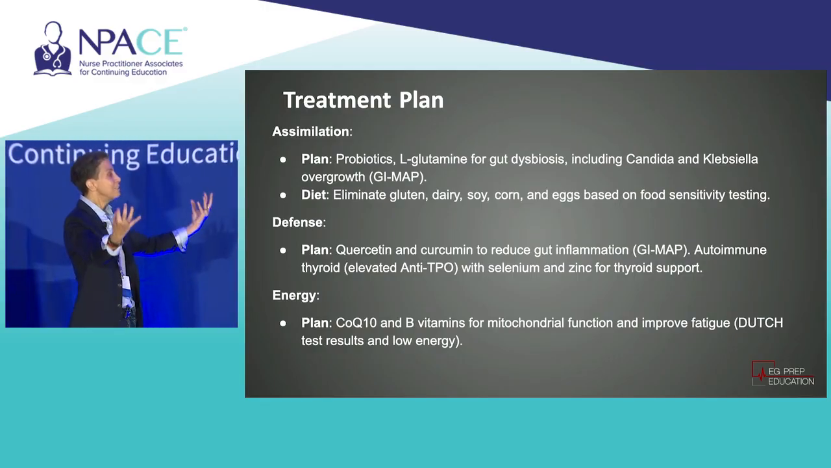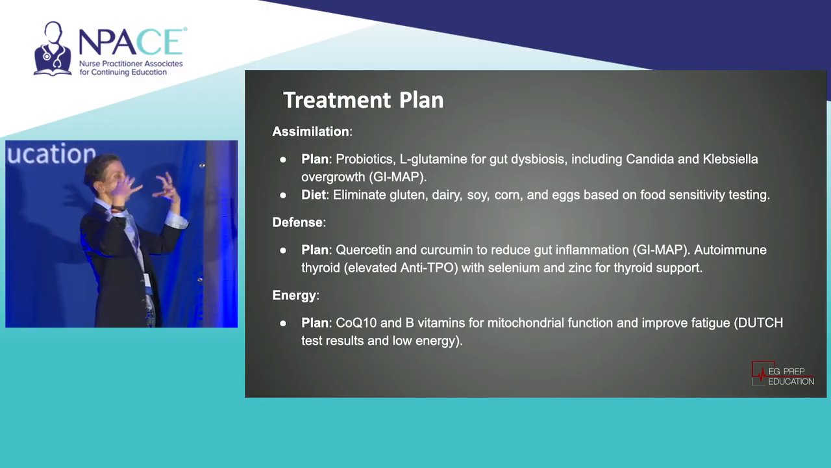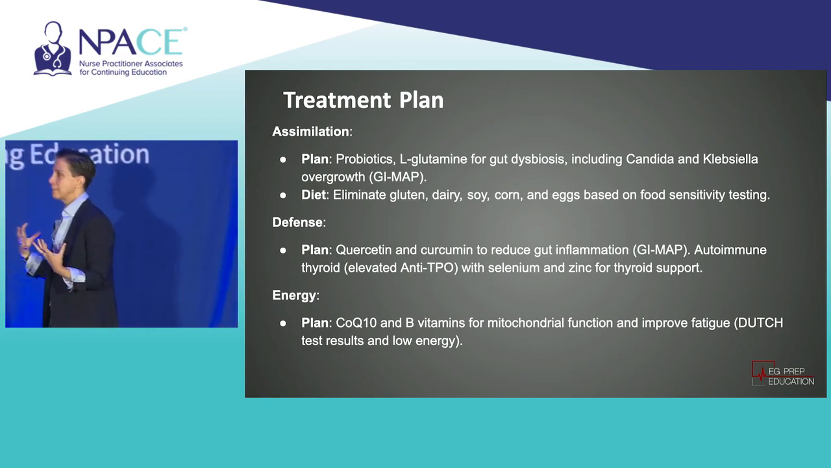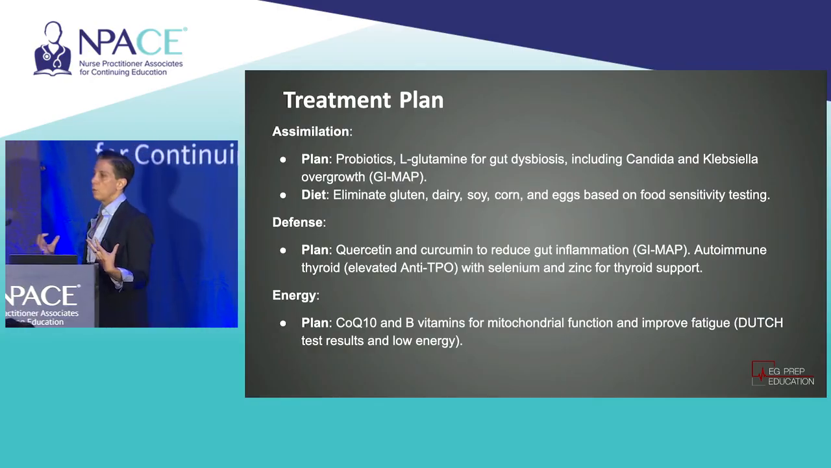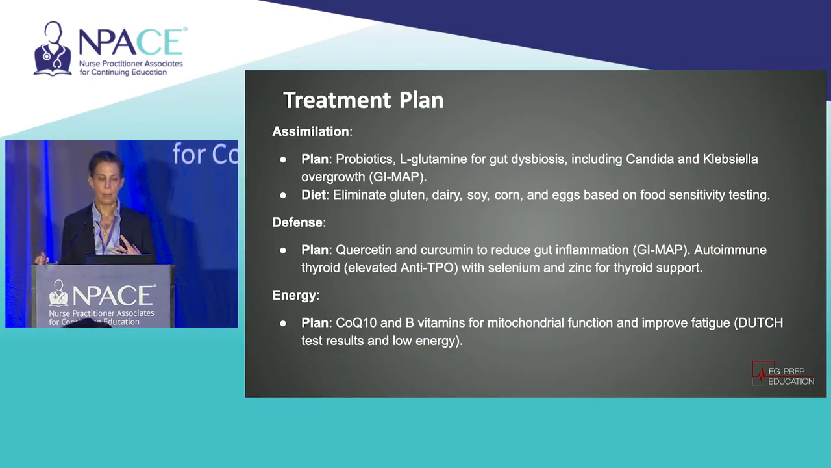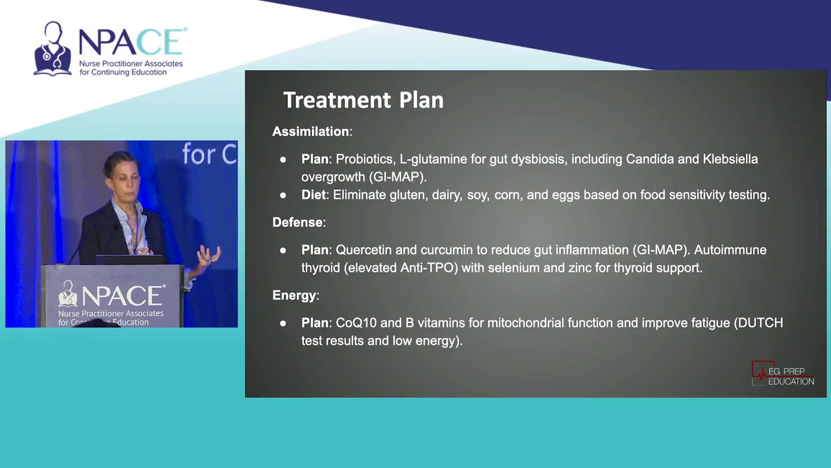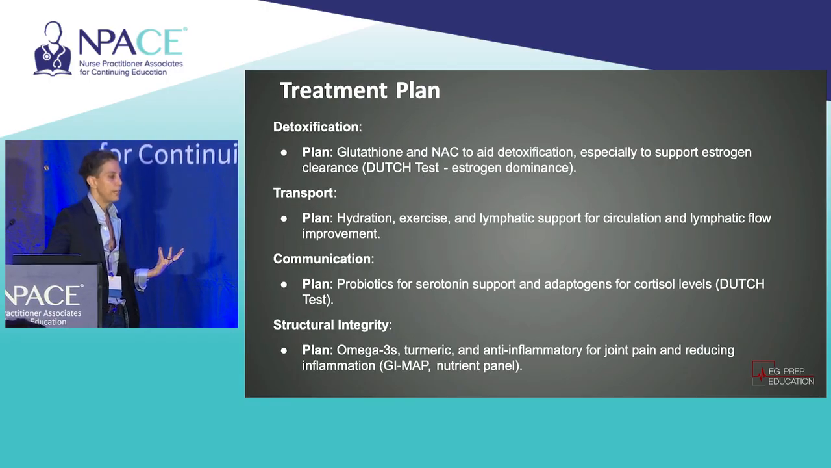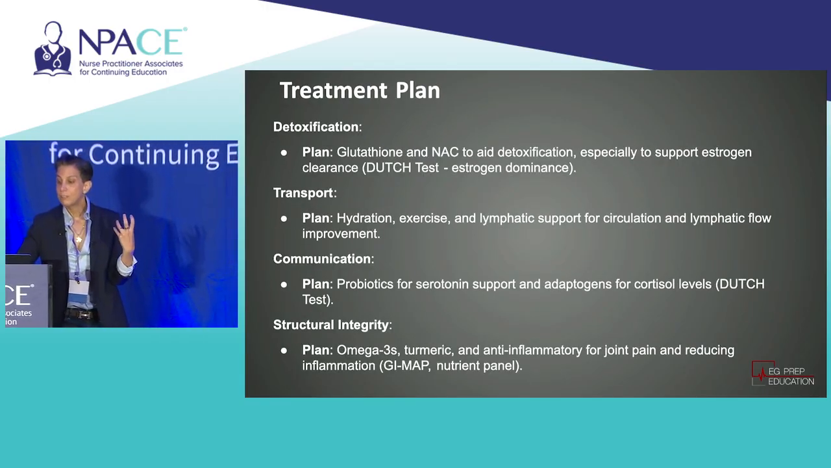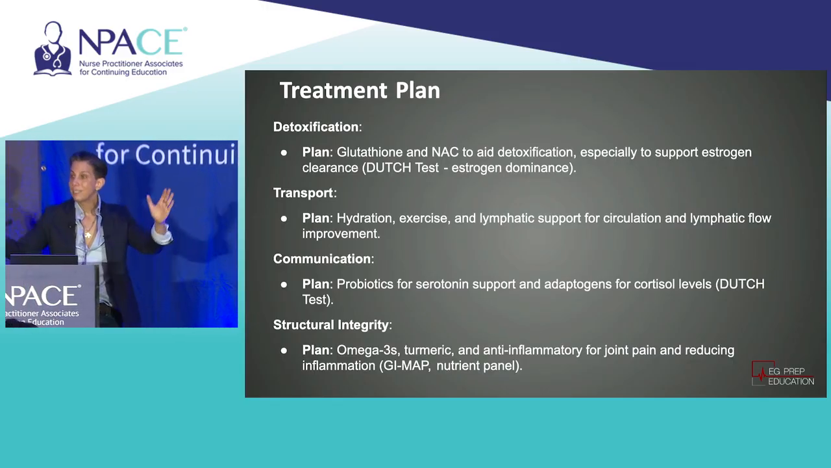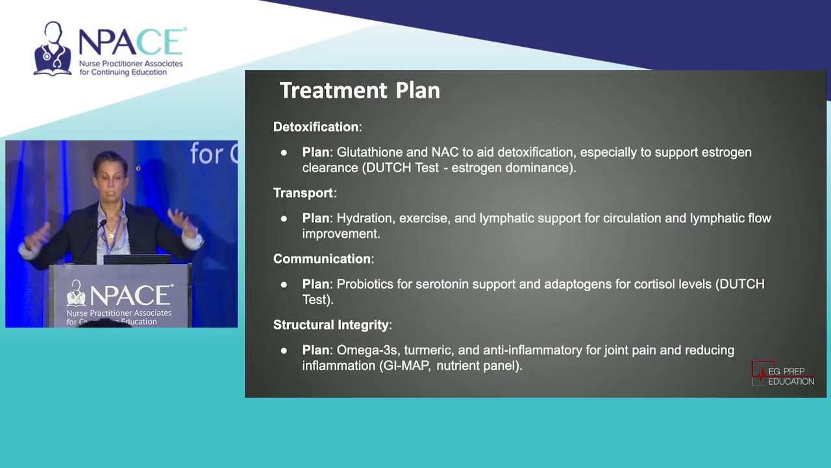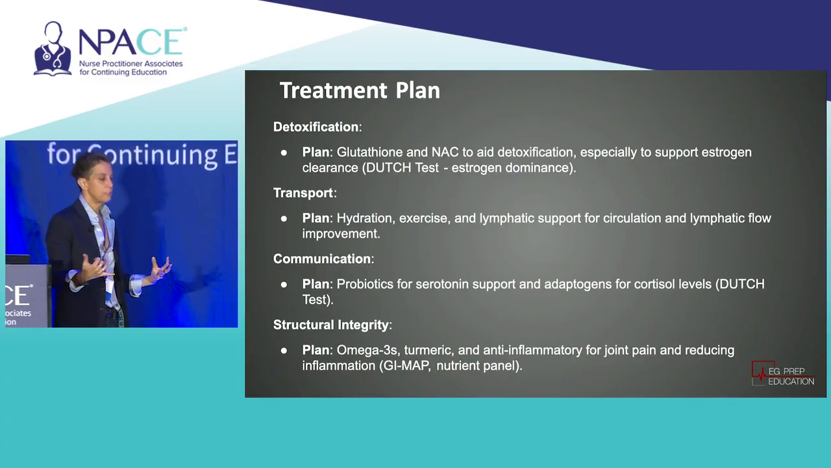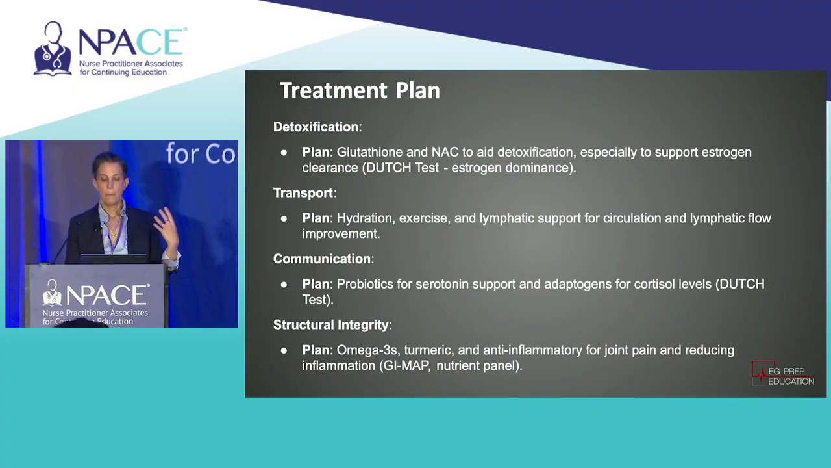And then because we asked all the questions and because we did all the testing, our treatment plan changes, right? It's not just go home and take a nap. We know we have to fix her GI because of the GI map. We have to give certain supplements for her defense to reduce inflammation. We have to give certain supplements to fix her energy. We have to help her detox. We have to help her bring that estrogen level down. Her estrogen level is too high. She has transport issues. We're going to talk about hydration and exercise and maybe saunas.